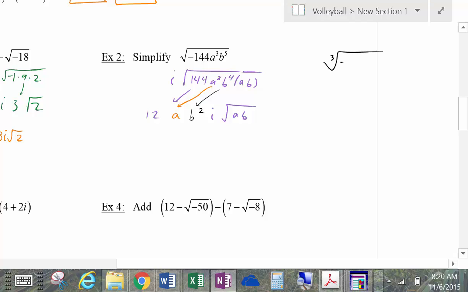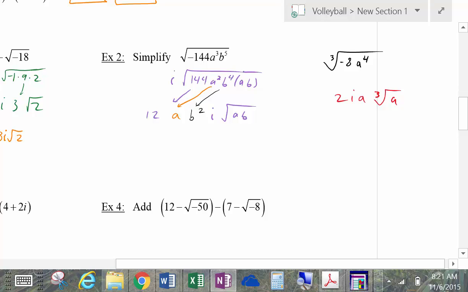Alright, cube root of negative 8, a to the fourth. What do you get? You get 2, it's 2. Cube root of 8 is 2. Yeah, cube root of 8 is definitely 2. 2i, a, yeah.